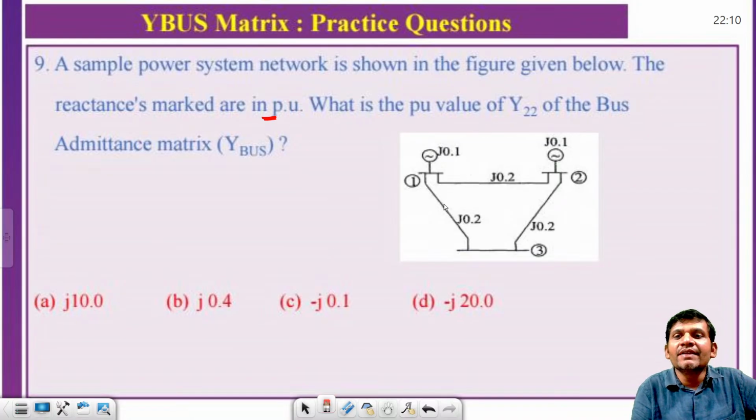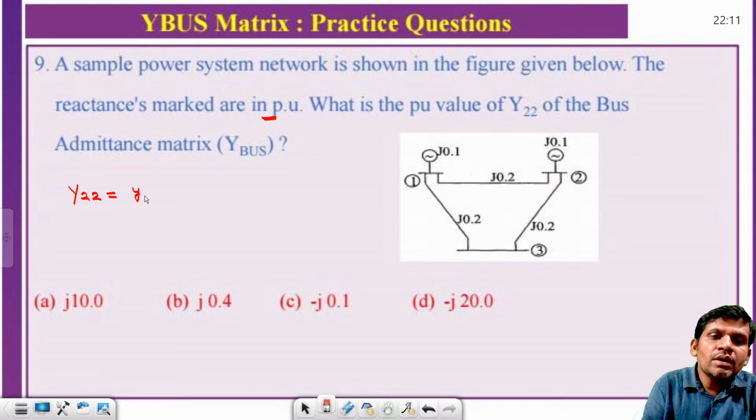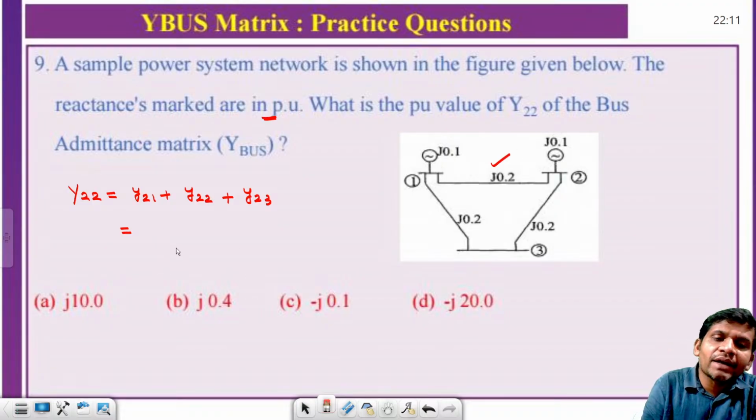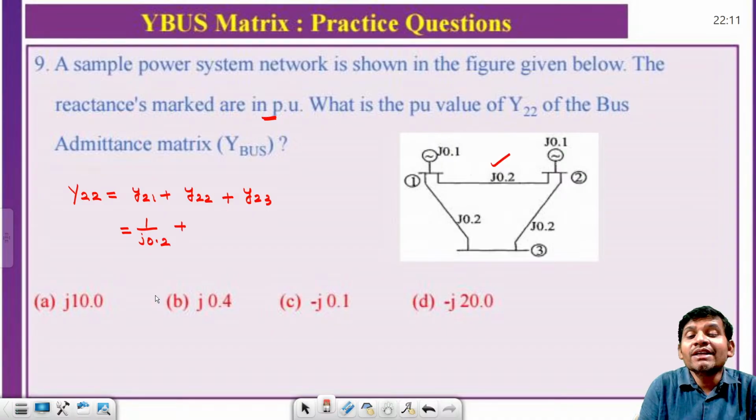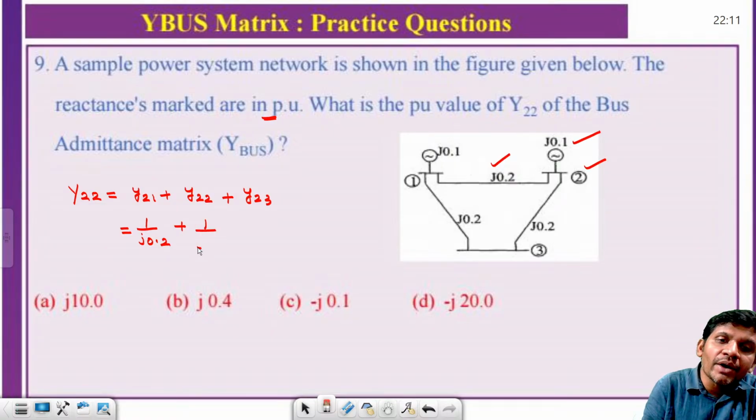ఇక్కడ అడిగింది ఏంటి Y22 అడిగారు. What is Y22, friends? Y22 equals Y21 plus Y22 plus Y23. ఇక్కడ Y21 అంటే 2 కి 1 కి. How much is it connected? J.2. బట్ మనకు కావాల్సింది ఇది రియాక్టెన్స్, మనకు కావాల్సింది అడ్మిటెన్స్ 1 by J.2. What is Y22? Y22 means that it is connected to only bus 2. J.1. 1 by J.2.